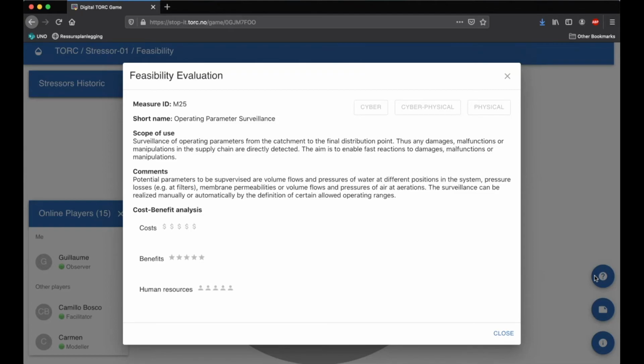I don't remember who picked this operating parameter surveillance. Maybe if you can explain why, in which sense. The better you are looking at your operating parameters, the faster you will detect that there is something wrong and the faster you will be able to stop the leak.